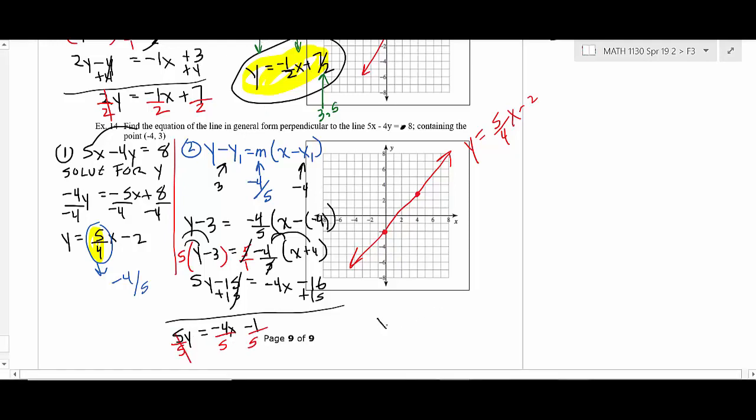And I think that's what you said, wasn't it? y equals negative 4/5 x. You said 0.2, but you can have either the 1/5 or you can have the 0.2. Either way, that's it.